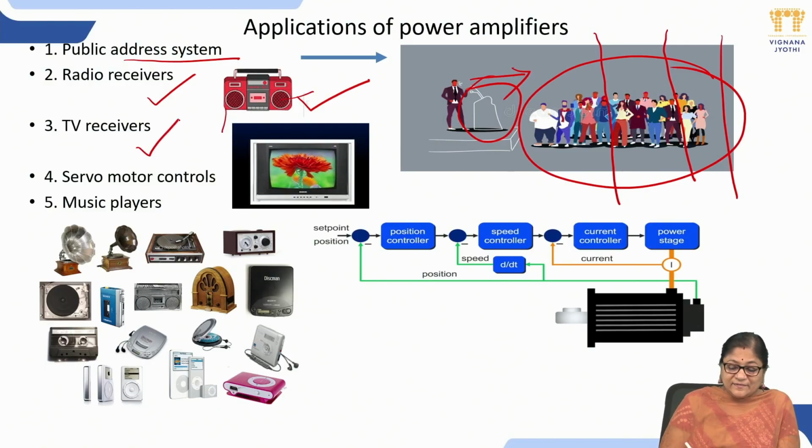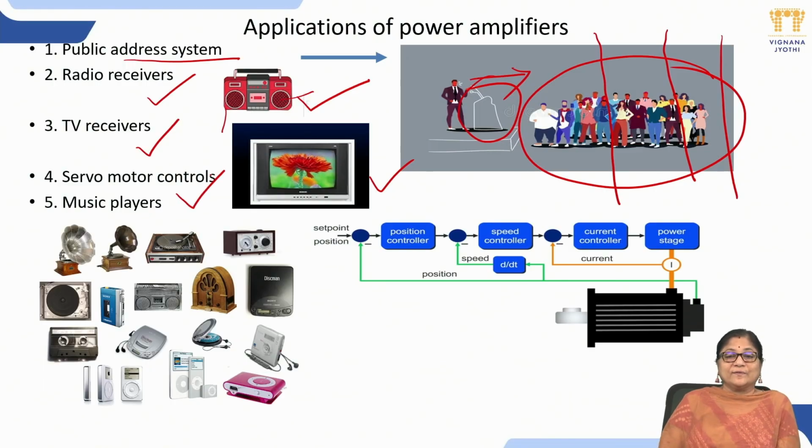Then TV receivers. You can see this is a TV receiver. Whenever a powerful song or powerful scene is coming on the TV, we would like to enjoy it by increasing the volume. So how can this volume be generated? By generating more power or a powerful sound from the TV receiver, only then is it able to come out of the TV receiver to the ambience with larger amounts of power.